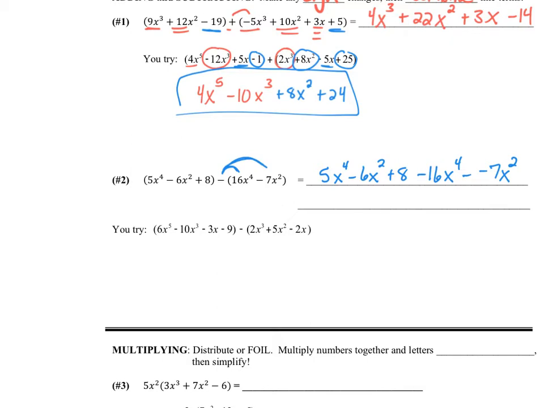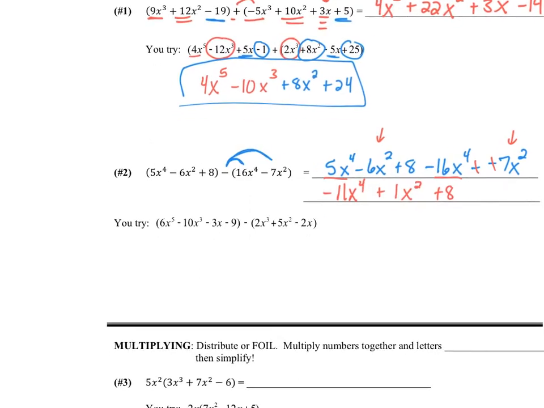So if we look to combine like terms, 5x to the fourth minus 16x to the fourth is -11x to the fourth. And then we have a -6x squared minus -7x squared, which is really plus positive. So we're going to combine these: -6x squared plus 7x squared is plus 1x squared. And then we have a plus 8. So -11x to the fourth plus 1x squared plus 8.